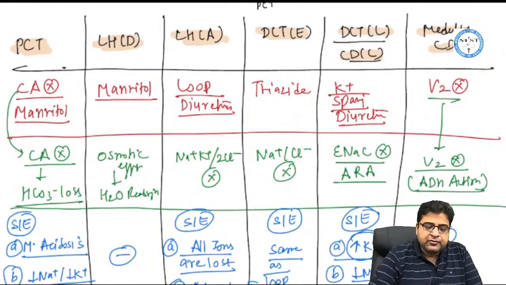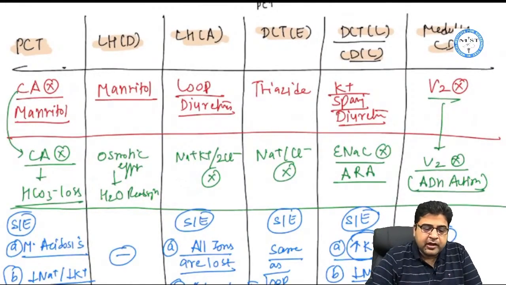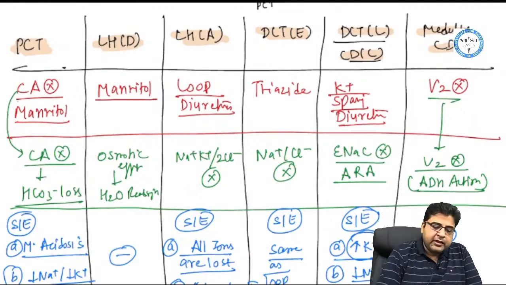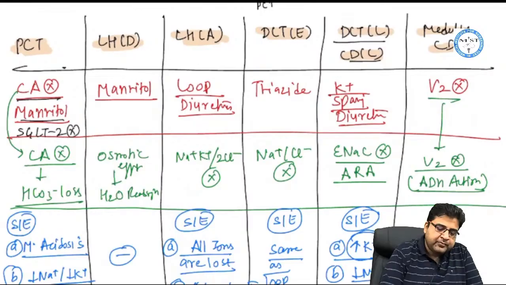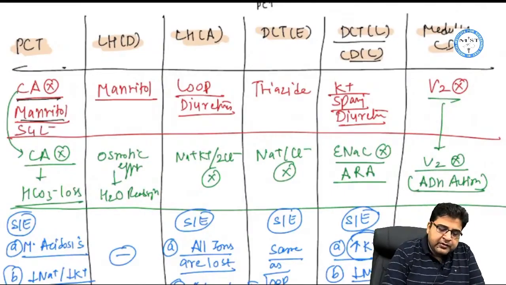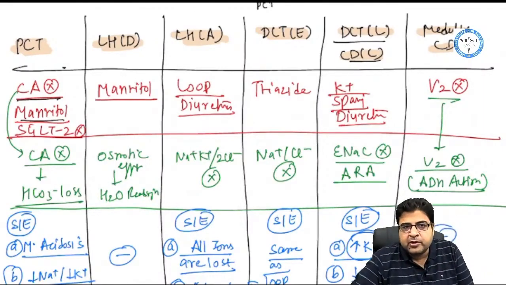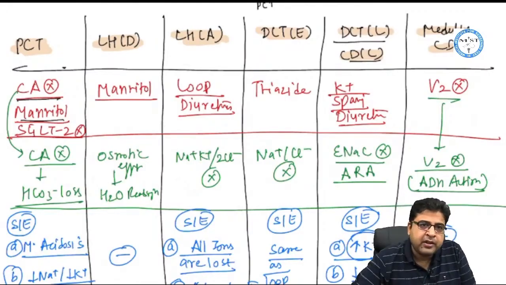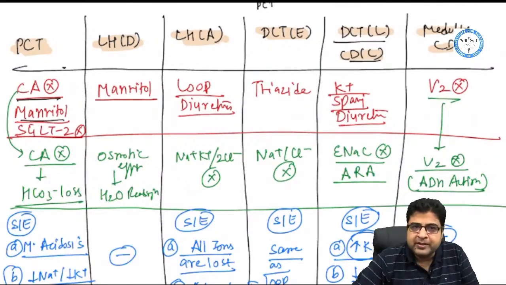Now the medicines which will act in PCT of kidney are carbonic anhydrase inhibitor and mannitol. So carbonic anhydrase inhibitor, mannitol, and there is one more group, SGLT2 inhibitors, right? So the medicines are SGLT2 inhibitors, mannitol, and carbonic anhydrase inhibitors. They will act on PCT of kidney.